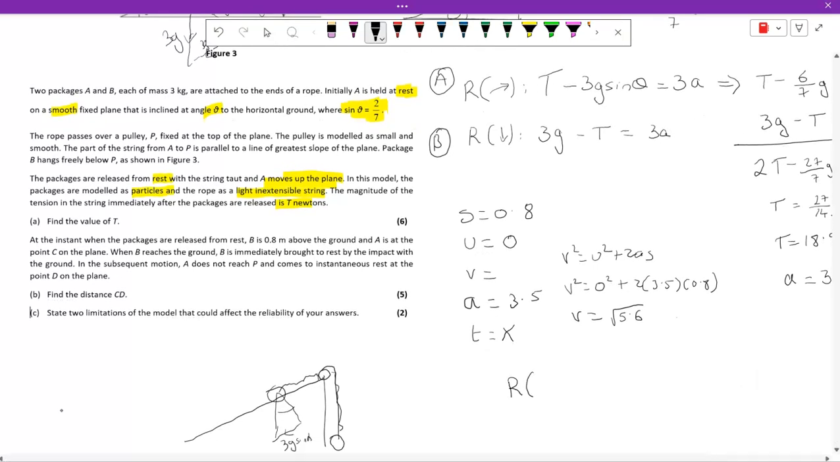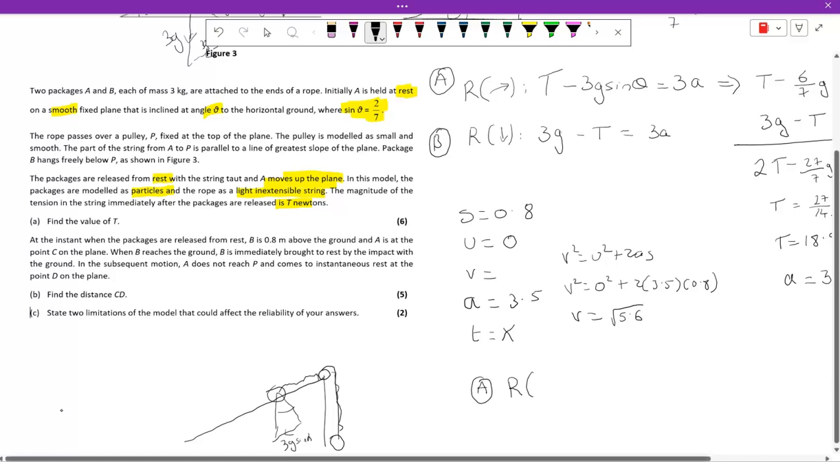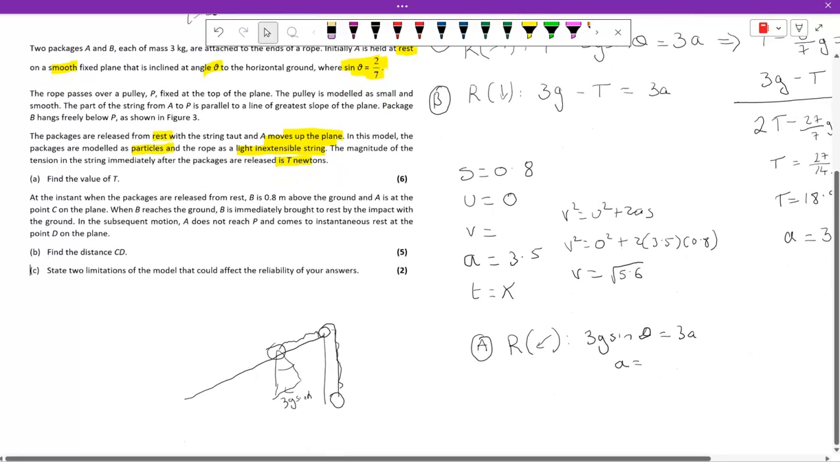So if I resolve for particle A, let's just resolve down the slope this time because it's only got one force going down the slope. 3g sine theta is equal to 3a. And so A is equal to, I know that sine theta was 2/7, so A is equal to 2/7 g. And so that's the acceleration down the slope.